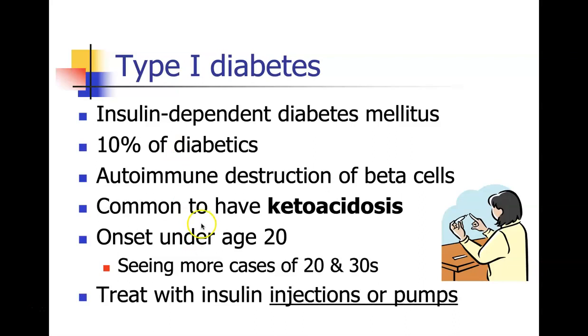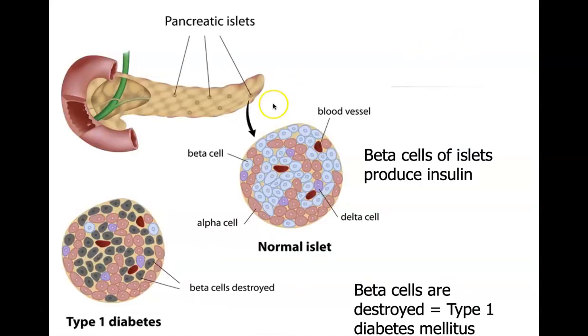This can be treated, though, because if the person is not producing insulin, you can treat them with insulin injections or pumps. And there's some good biotechnology out now that helps people regulate their blood glucose levels with these insulin injections and pumps. Okay. So here's what a normal islet looks like. In type 1 diabetes, the autoimmune disorder is going to destroy these beta islets, and so they can no longer produce insulin.